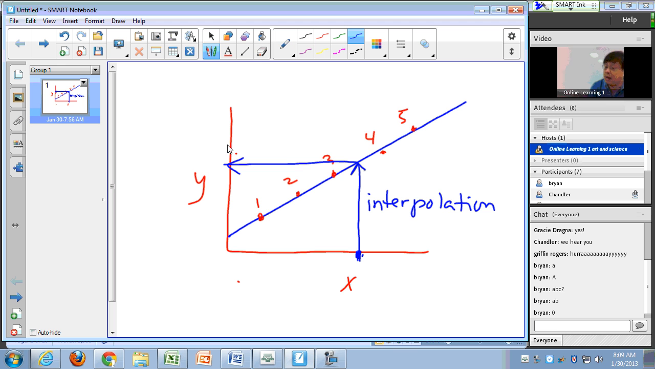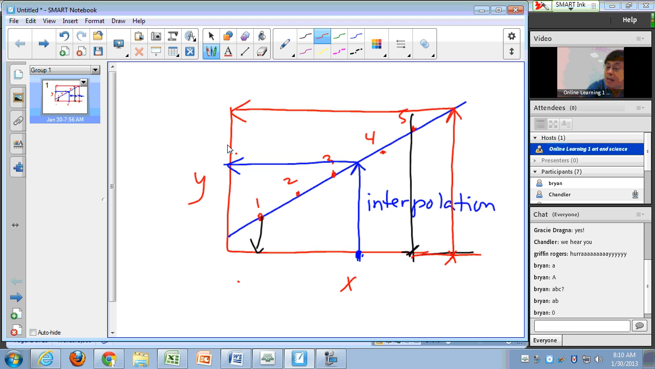Now, you'll notice that I did not go past this value of x right here. So what if I said, what would happen if I were to do an experiment and my x was this much over here? Well, I can just draw a vertical line to the best fit line, and then go horizontal across to the y-axis. I can predict what my y value is going to be for this particular experiment. Since this is beyond the range of data that I have, this is what we would call extrapolation.